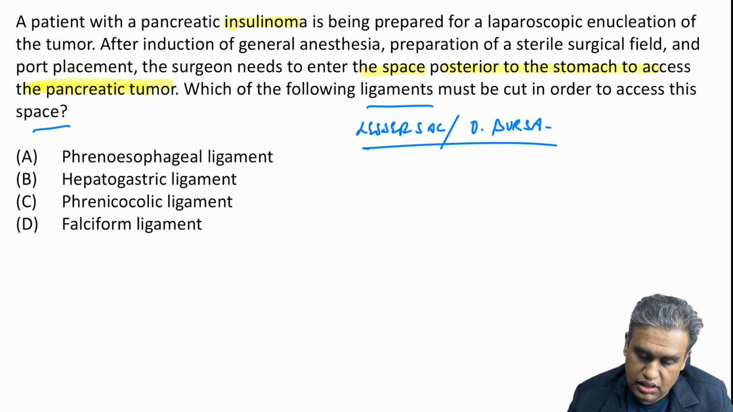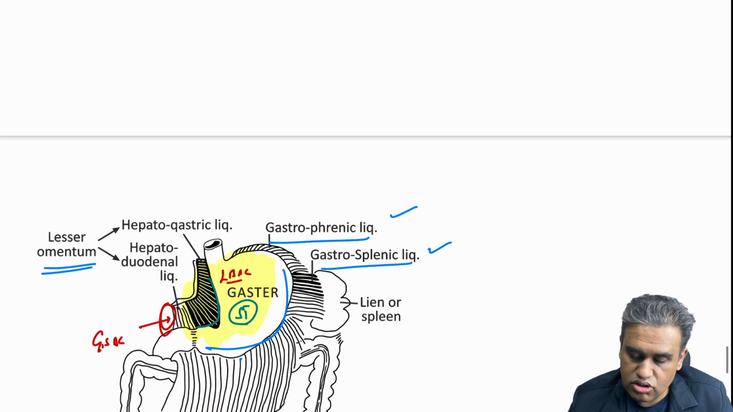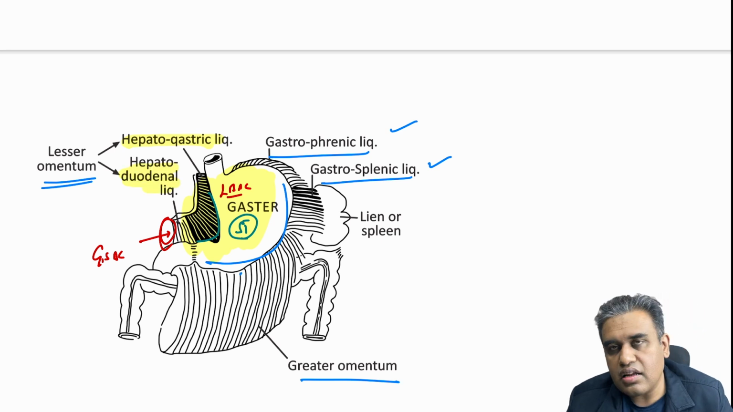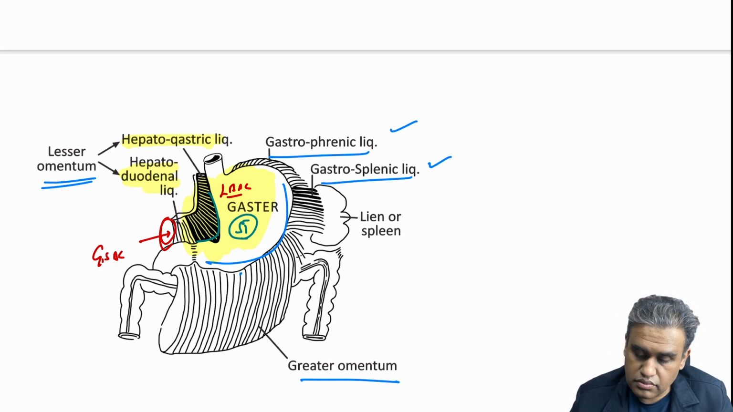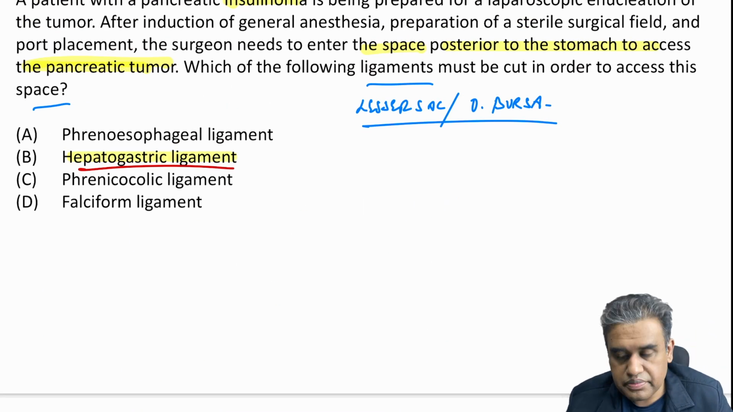That's it. Hepatogastric ligament. Now, what is this? This is a part of the lesser omentum. If you look over here, hepatogastric and hepatoduodenal, these are the two parts of the lesser omentum. So obviously, if you want to reach behind the lesser omentum, you need to cut these ligaments. So yes, hepatogastric ligament looks like a fair option.